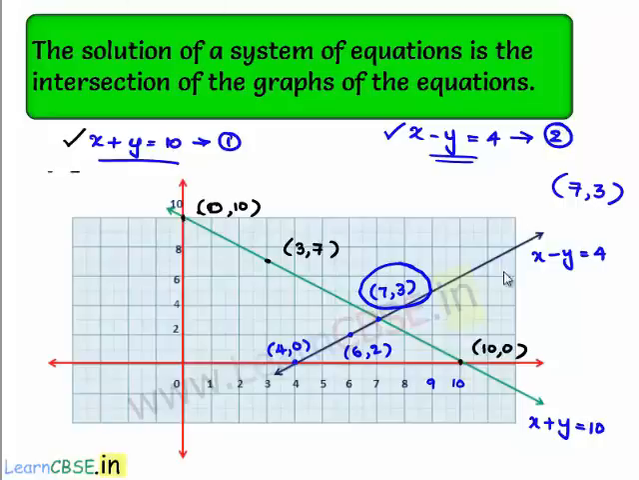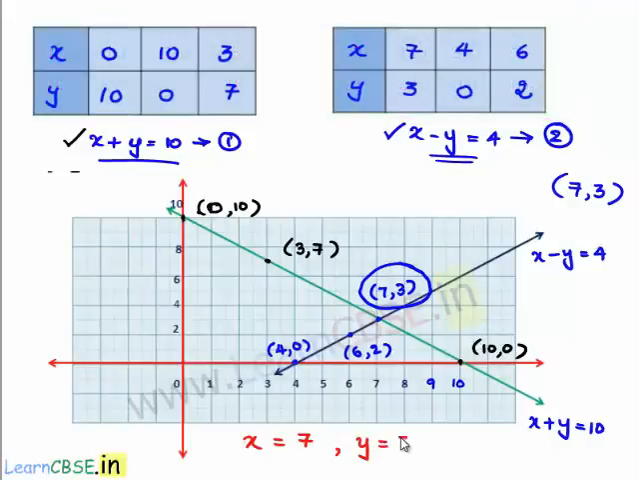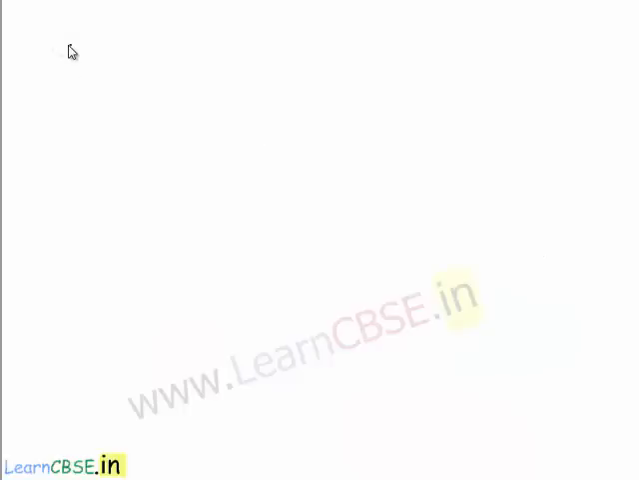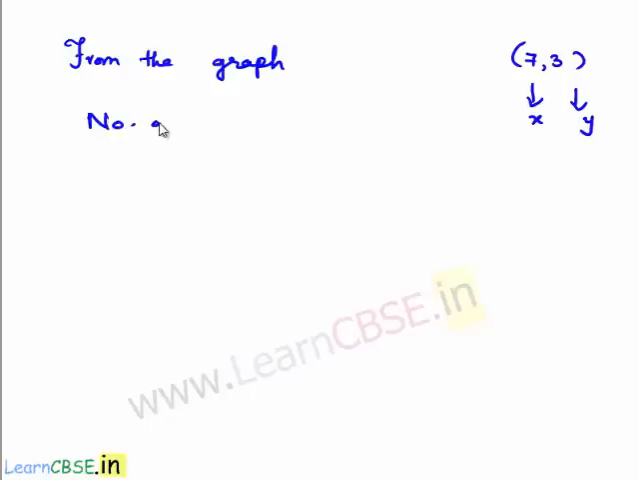So now we can say that the value of x is 7 and the value of y is equal to 3. x is nothing but the number of girls and y is nothing but the number of boys. So graphically we found out the values of x as 7 and y as 3. Therefore, from the graph, since the point of intersection is 7, 3, this corresponds to x and this is y. The number of girls is equal to x, which is nothing but 7, and the number of boys is y, which is nothing but 3.